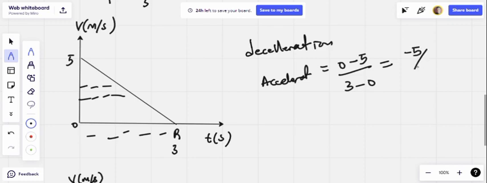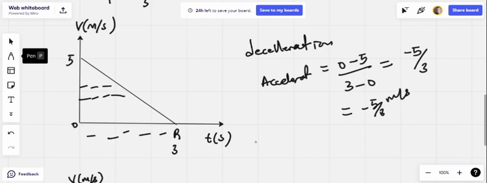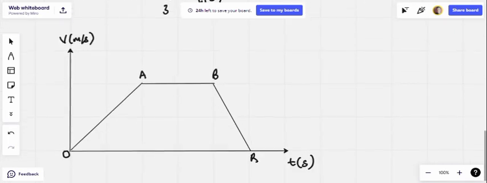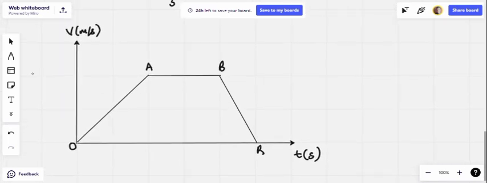So that gives us minus 5 over 3, which will give us a negative acceleration, meter per second squared. So negative acceleration is termed deceleration. That means the body is decelerating. It's gradually coming to rest until when the final velocity now becomes 0. That means the body is not moving again. So now let's compile all the graph together and see what goes on.